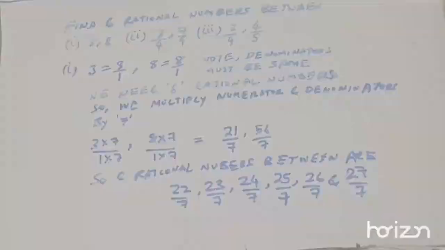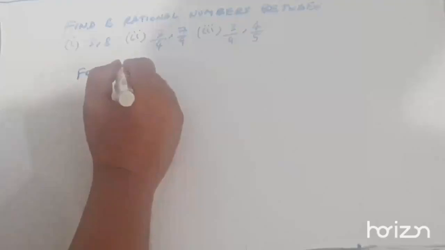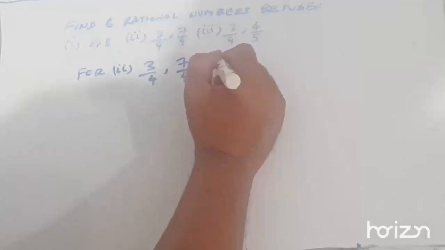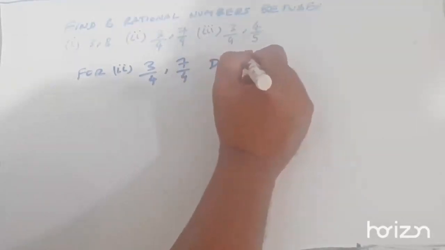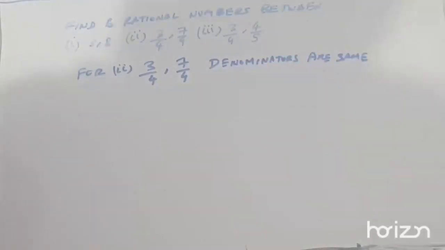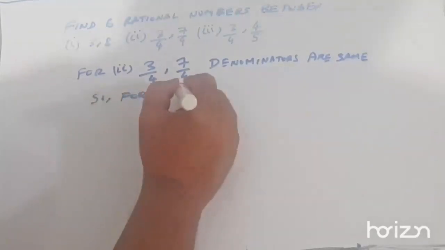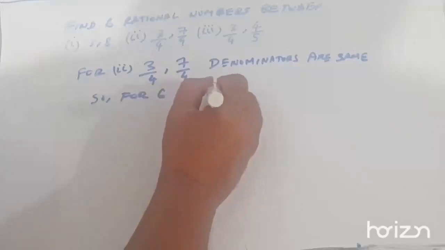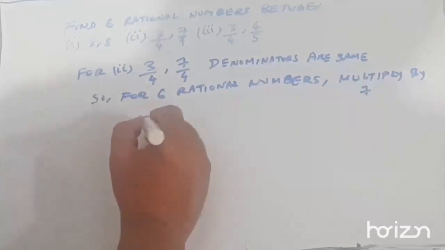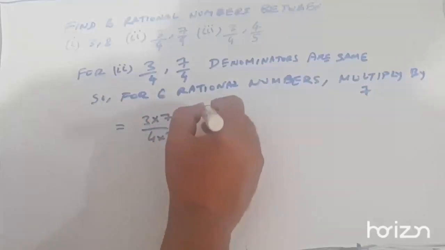Okay, so let's take the second case, 3 by 4 and 7 by 4. In this case also denominators are the same, so we don't need to do anything extra here. So again, we need six rational numbers, so we got to multiply the numerators and denominators by 7. So we get 3 into 7 divided by 4 into 7, that is 21 by 28. And 7 into 7, that's 49 by 28.